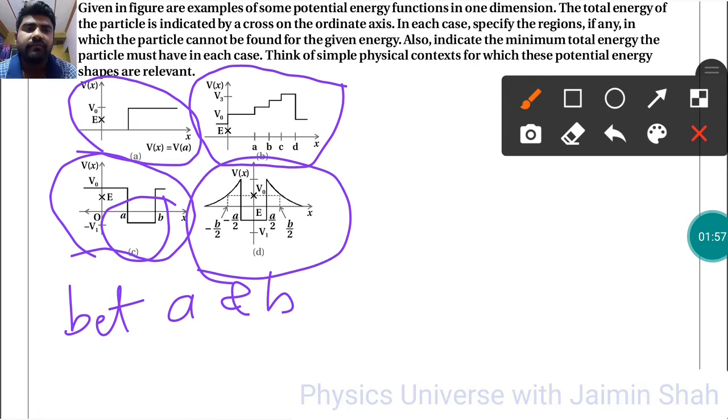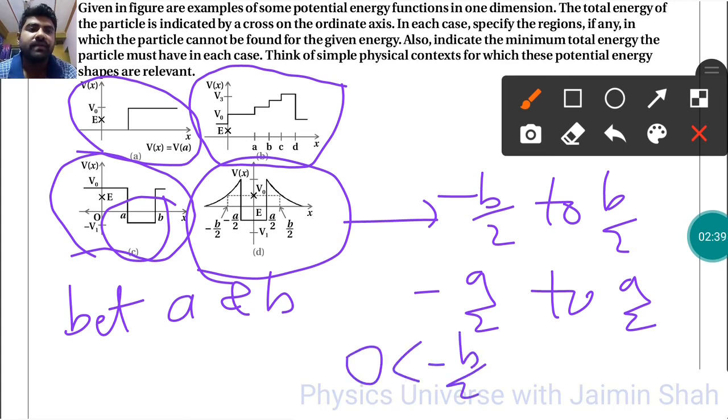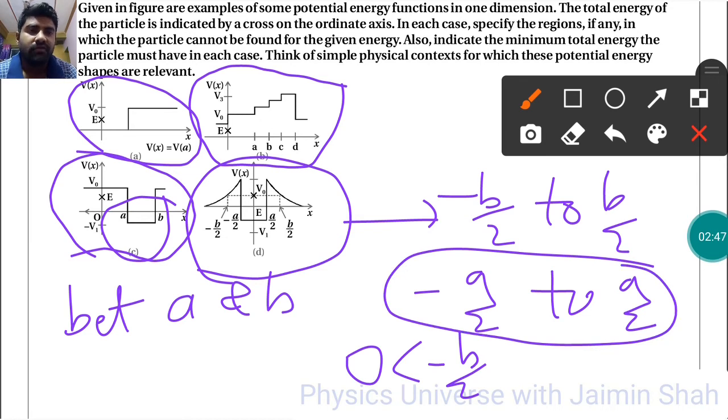And for the last graph, see here, when potential energy is negative, so between minus B by 2 to A B by 2 and minus A by 2 to A by 2, the particle exists in between these, but beyond that, because of the positive value of V0, it doesn't exist. So the graph exists only between minus A by 2 and A by 2, because there we are getting a negative sign, and kinetic energy is equal to total energy.